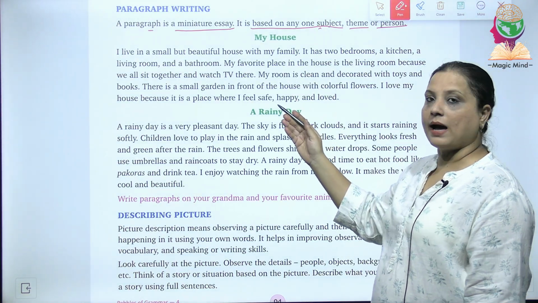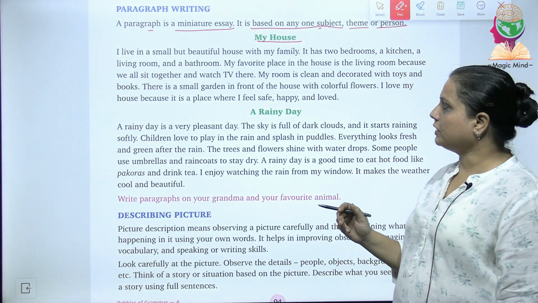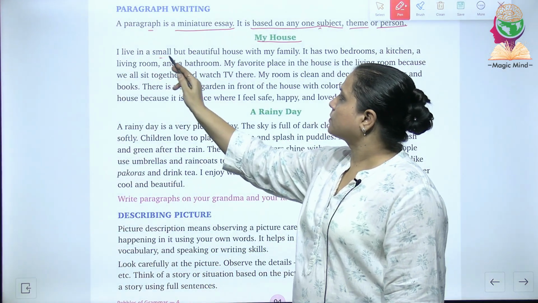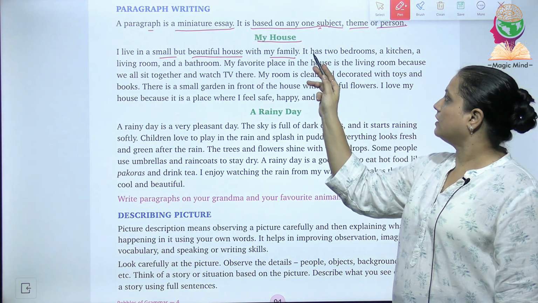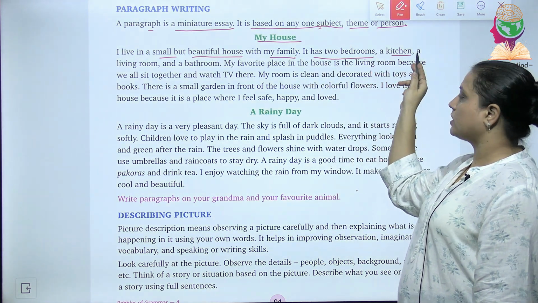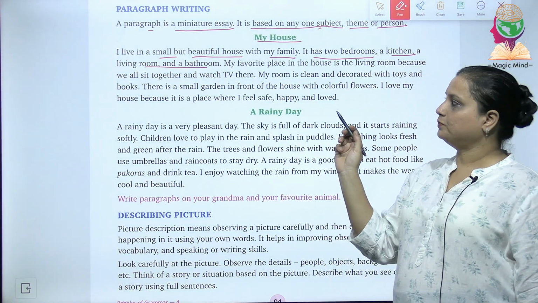They have given a paragraph on my house. So let's begin with it. I live in a small but beautiful house with my family. It has 2 bedrooms, a kitchen, a living room and a bathroom.